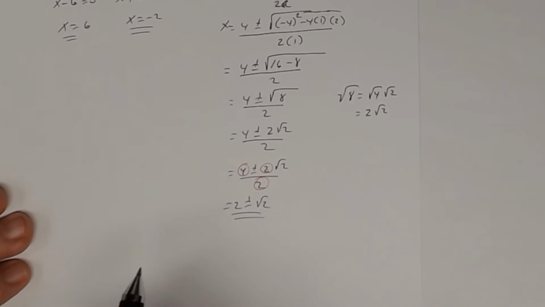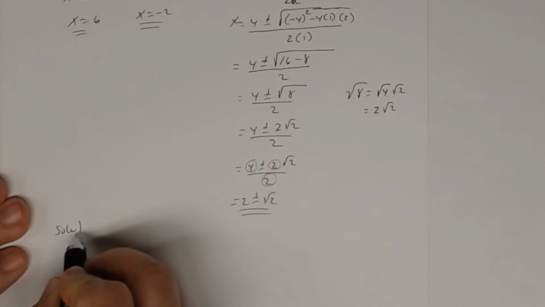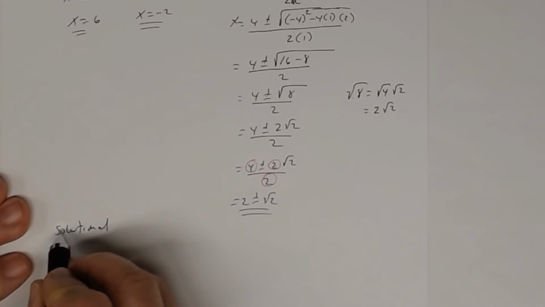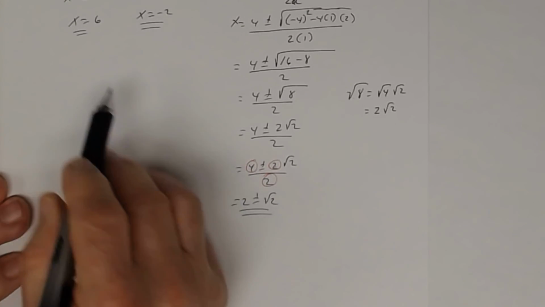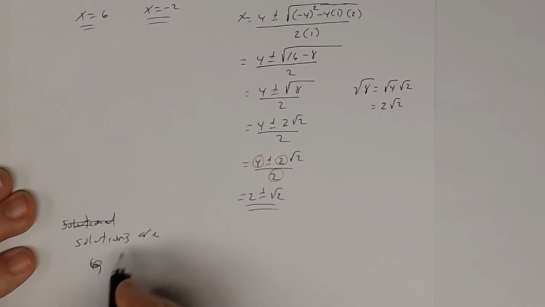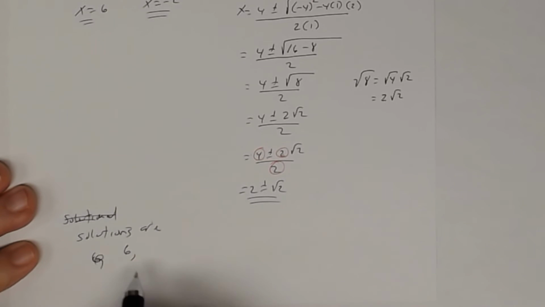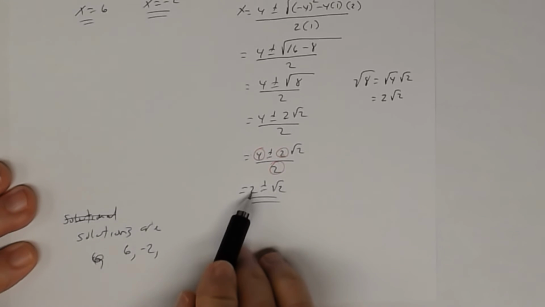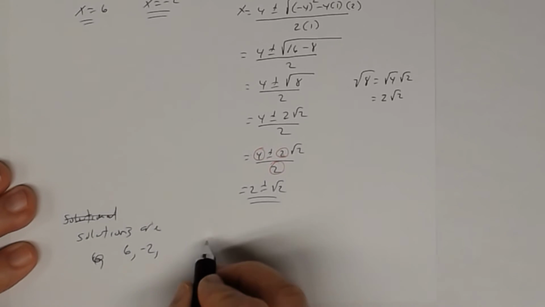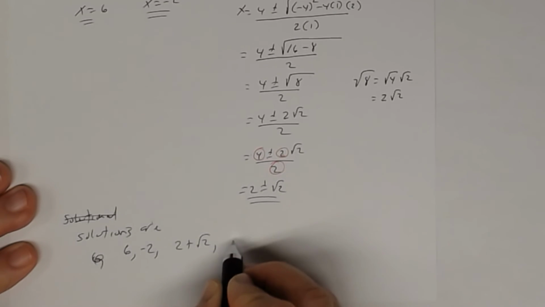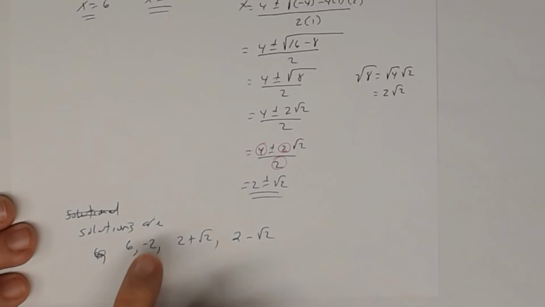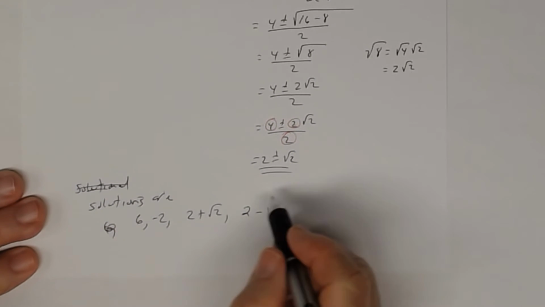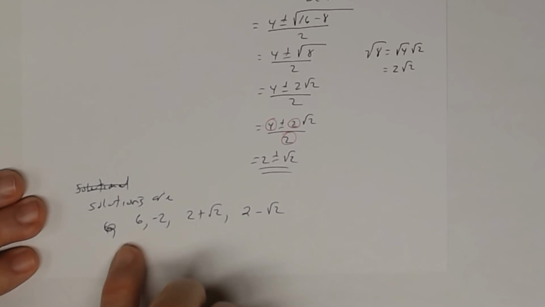So you have 4 solutions altogether. So your solutions are all real numbers. They're all real, right? Oops, sorry. Solutions are 6, negative 2, 2 plus the square root of 2, and then 2 minus the square root of 2. So you have your 4 solutions. So these are all real numbers. So solutions are these 4.